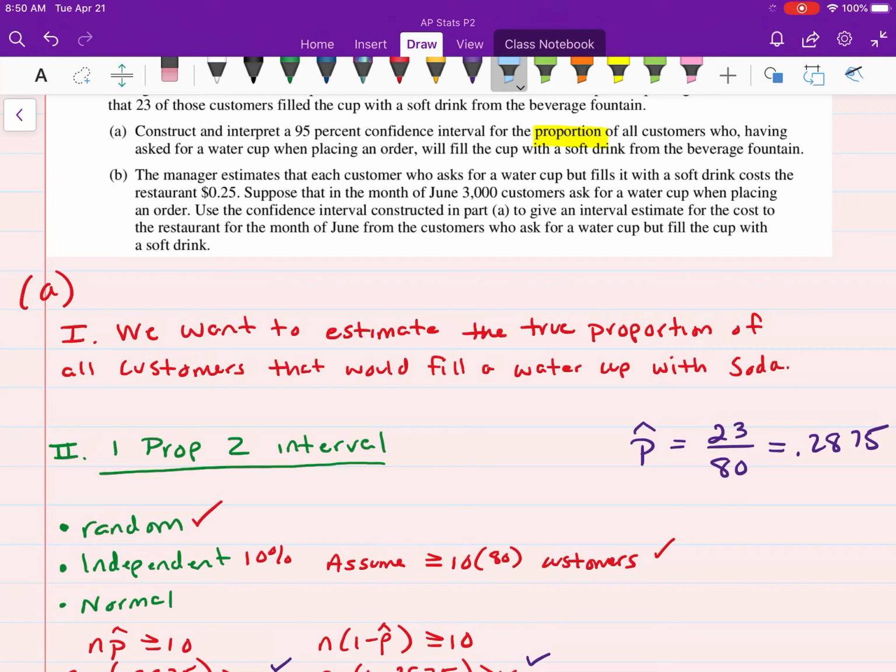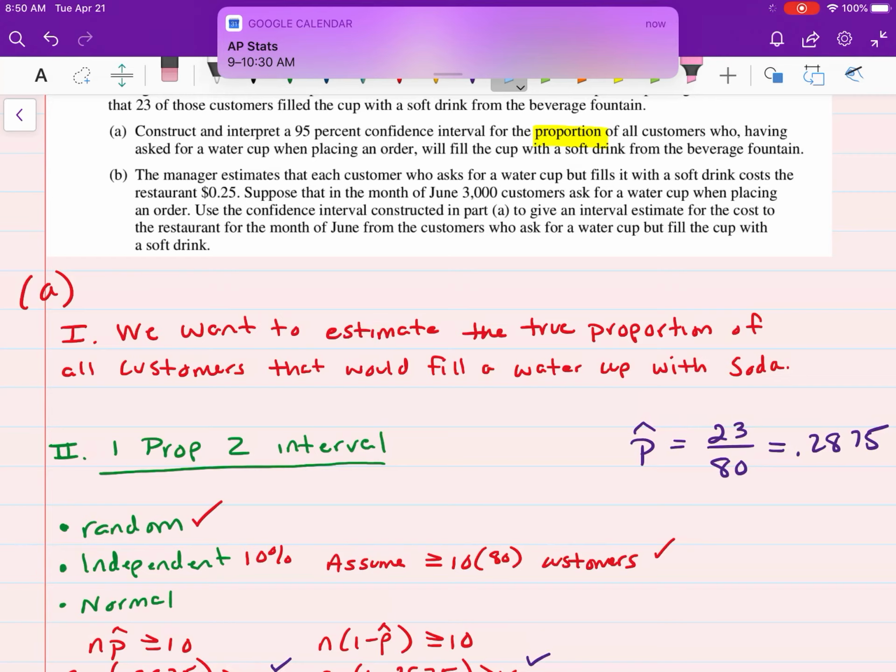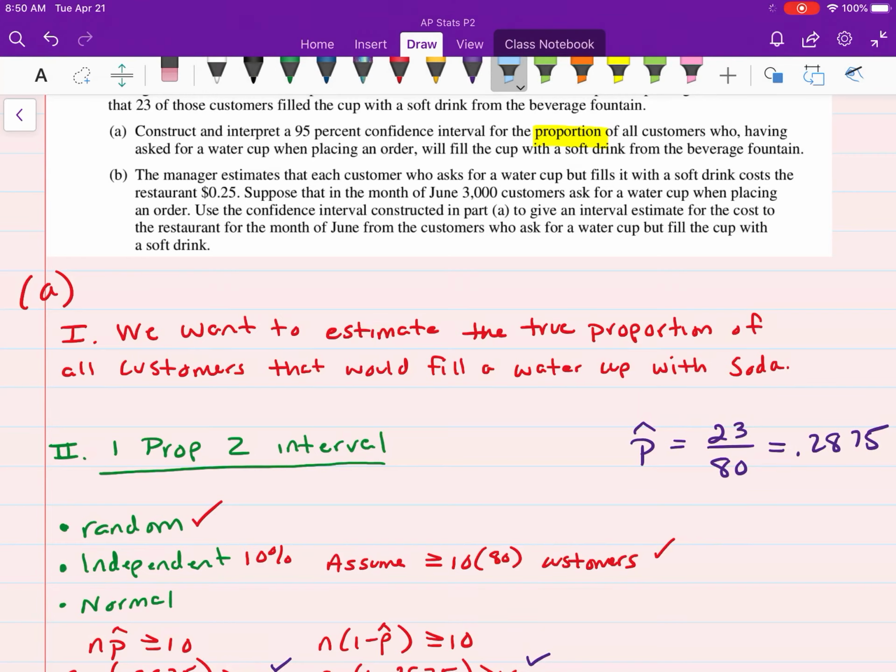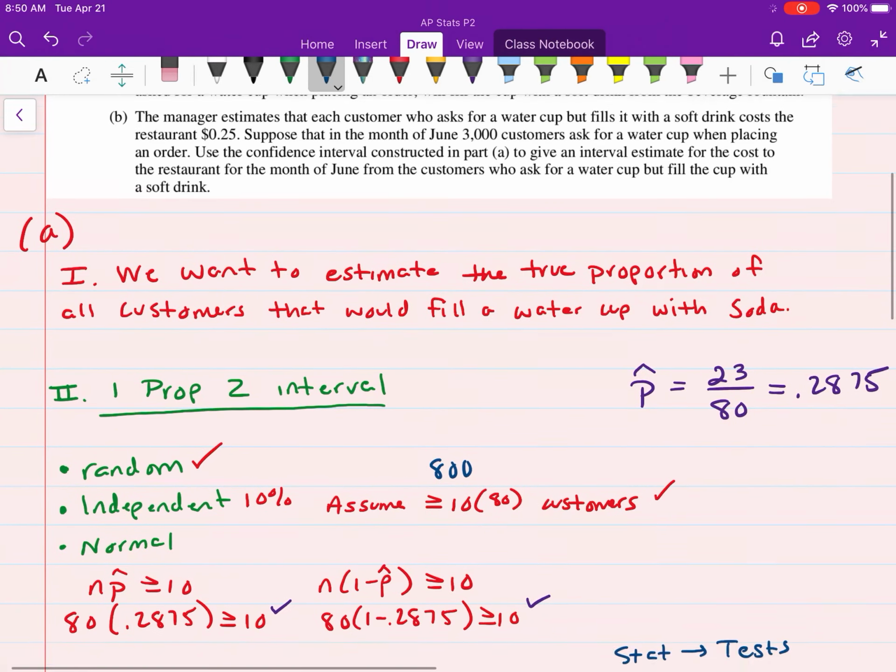And the way that occurs is if the population is large enough. So you do the 10% condition. You assume that the population is at least 10 times your sample size, so 10 times 80, which is 800 customers. We're going to have to assume that there's at least 800 customers that go into this guy's shop, and we can do that. And then normal.